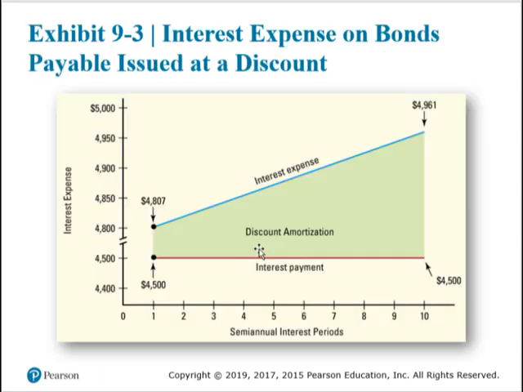I'm not terribly good with graphs, but this is basically showing that the carrying value of the bond gradually increases from the price it was sold for to the maturity value.